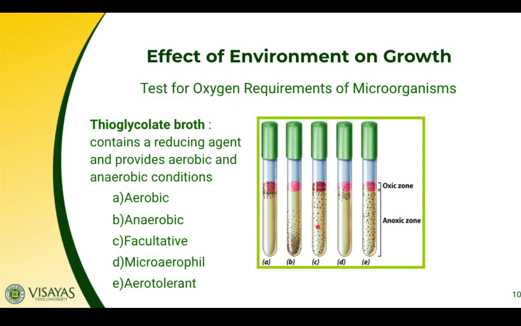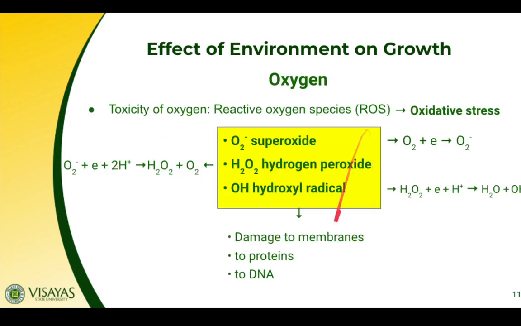So facultative aerobes. Microaerophiles need just a little amount of oxygen for their growth, and aerotolerant microorganisms are anaerobic, but they could tolerate the presence of oxygen. Okay, now oxygen could be toxic to microorganisms if it is in different forms.